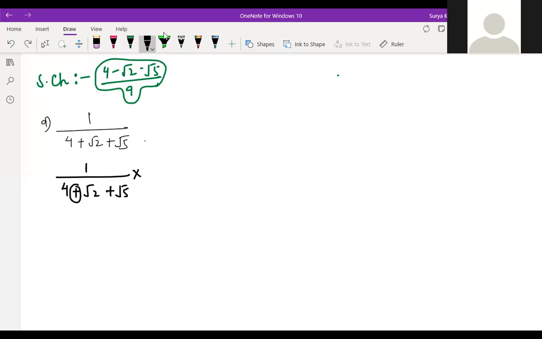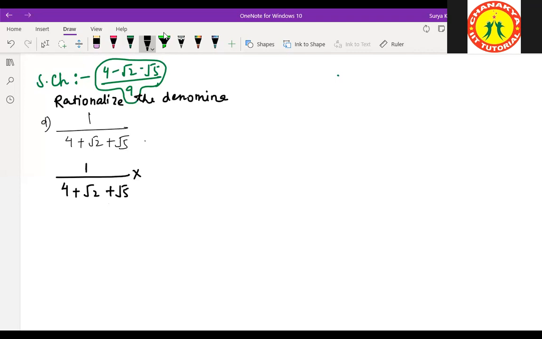Understand this question. See, you should rationalize the denominator. Same question type, rationalize the denominator. Now understood? It's clear, Akshit? Yes, sir.